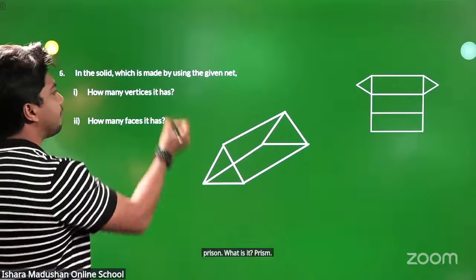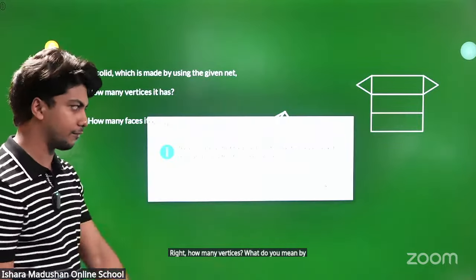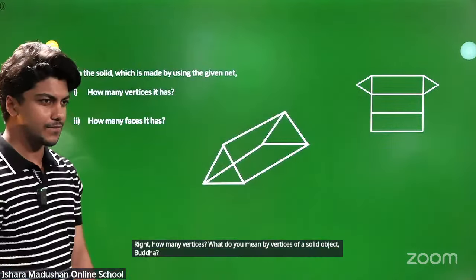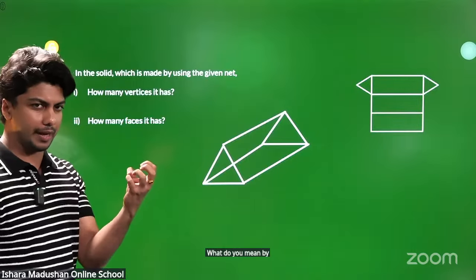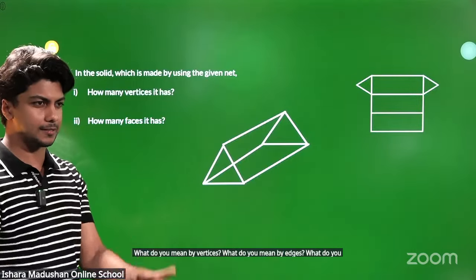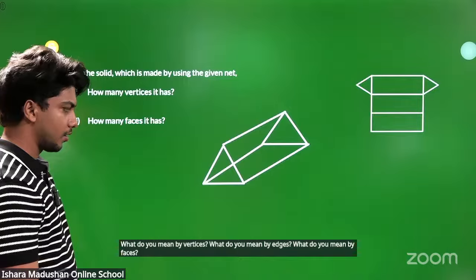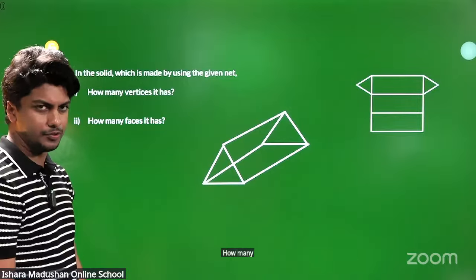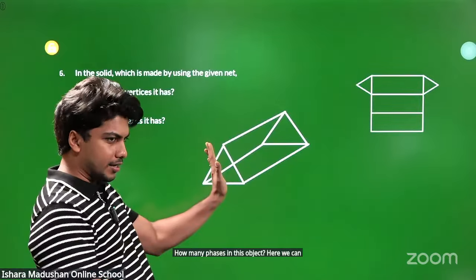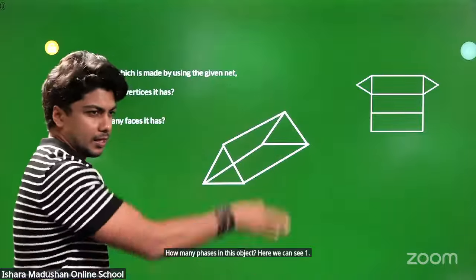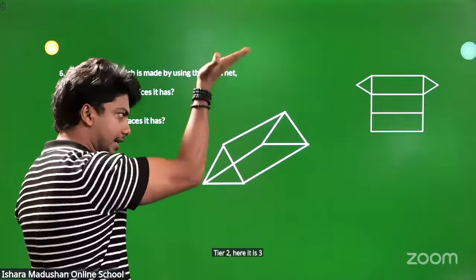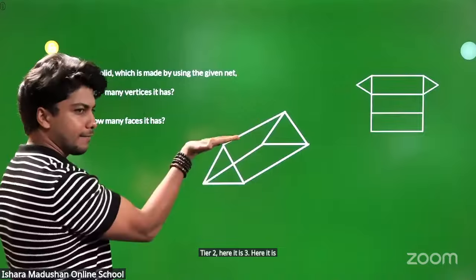Right. How many vertices? What do you mean by vertices of a solid object, Putha? What do you mean by vertices? What do you mean by edges? What do you mean by faces? How many faces in this object? Here we can see 1, here 2, here it is 3, here it is 4 and 5. There are 5 faces.